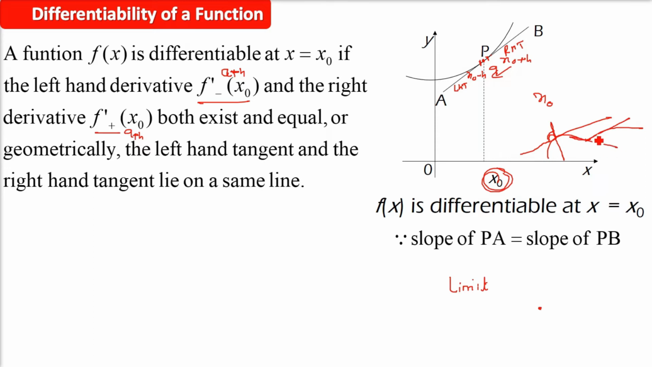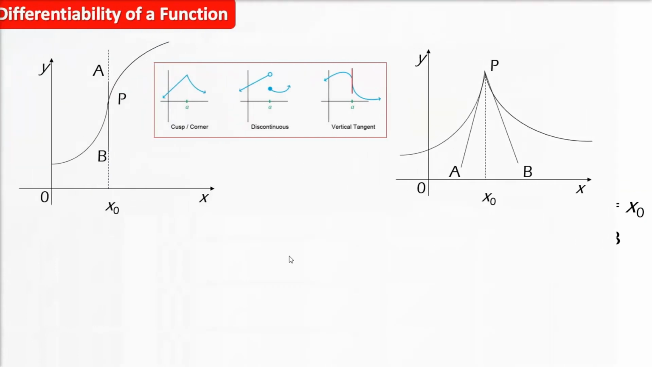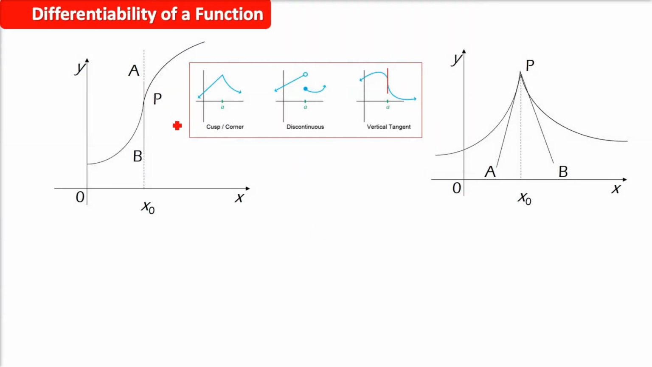If you see, there will be various cases where these lines will not be the same. So there are two things. Let me again tell you. First of all, the limits, left hand and right hand, have to be equal, and the slope of the line drawn just at that point, both slopes should be equal. Now for differentiability, there are certain cases where you can say whether it is differentiable or not differentiable.